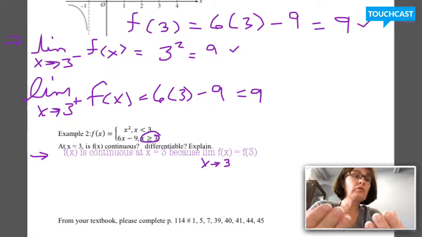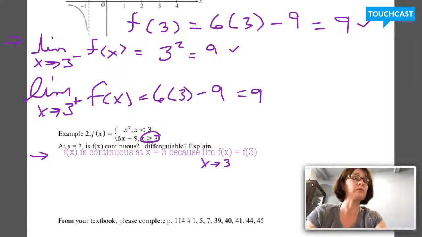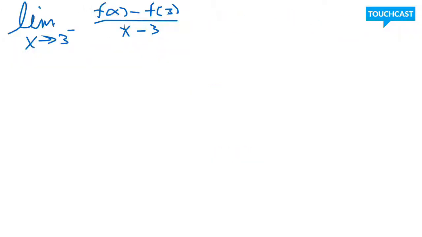So I'm going to use my new definition for section 3.2, which is when is a function differentiable? It's when the derivative from the left equals the derivative from the right. So watch my write-up. I'm going to take the derivative from the left and double check that it's equal to the derivative from the right. That's what I'm hoping is going to happen. So from the left, I'm going to take the limit as x approaches 3 from the left of f of x minus f of 3 over x minus 3.